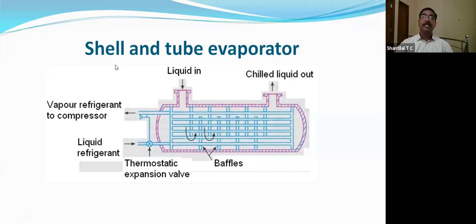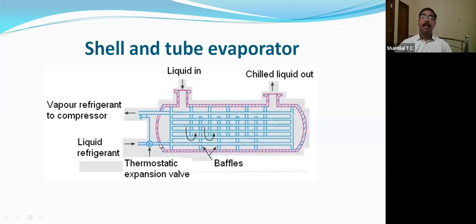So this is the construction of the shell and tube type evaporator. Once again, I am repeating. It has a shell, this is the shell, that's why it is called shell. Then this is the tube, so shell and tube evaporator. One has a shell, another has tubes. Through the tubes, refrigerant is passing, and over the tubes, inside the shell, the secondary refrigerant is passing. Both are passing in opposite directions.